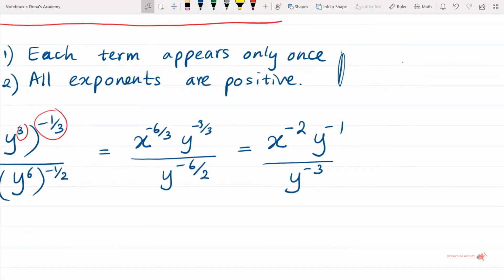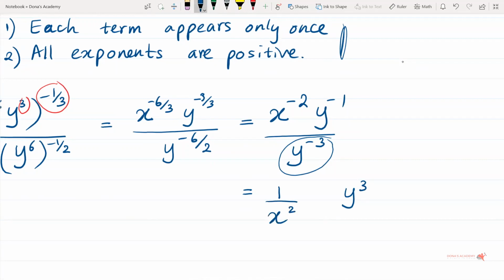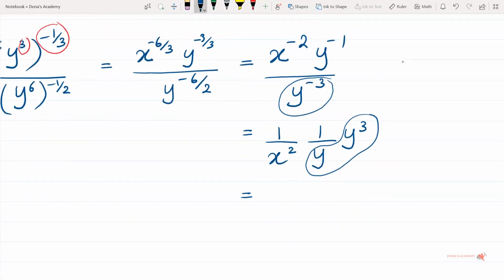So let's convert them to positive powers. We can think about this as 1 divided by y to the power negative 3, so it is y to the power 3. And the others are 1 over x to the positive 2, and this is 1 over y to the positive 1. Now if you combine these terms, I get y^2 divided by x^2. Now we see only one x, only one y, and all exponents are positive. So this is my answer.